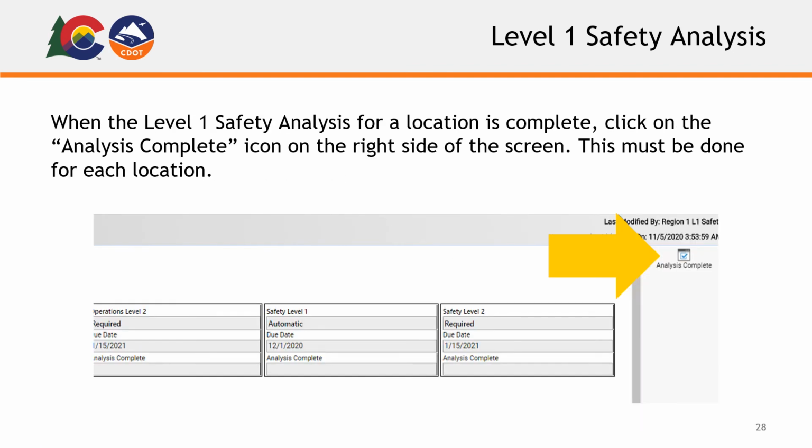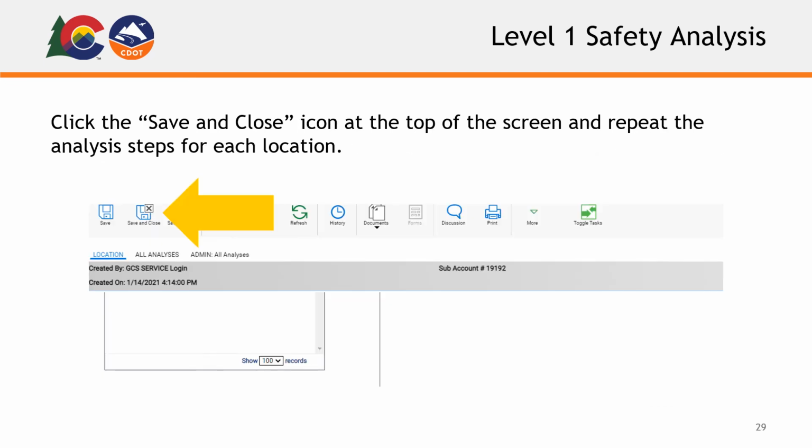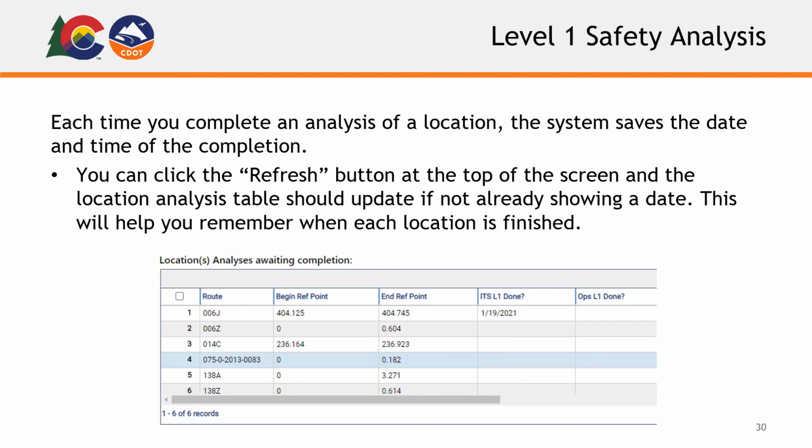When the Level 1 safety analysis for a location is complete, click on the Analysis Complete icon on the right side of the screen. This must be done for each location. Click the Save and Close icon at the top of the screen and repeat the analysis steps for each location. Each time you complete an analysis of a location, the system saves the date and time of the completion.